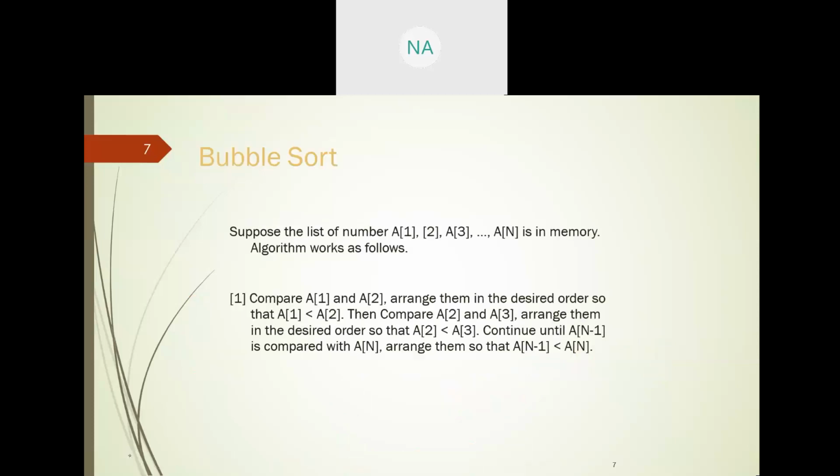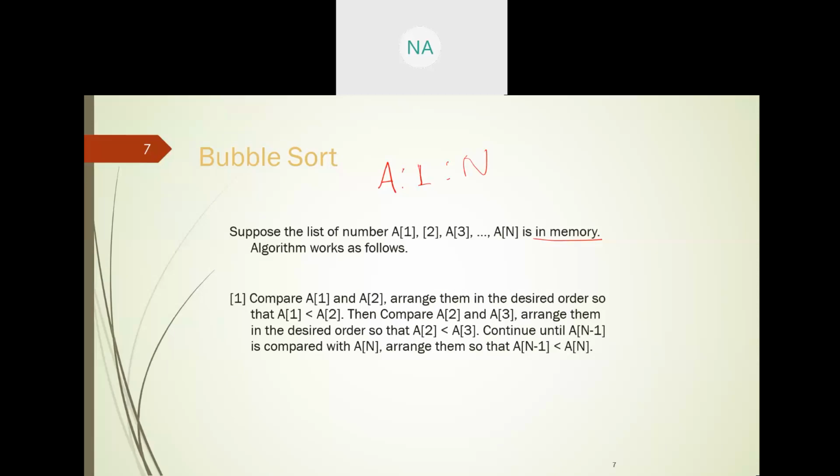Okay, now the bubble sort algorithm in more finer detail. Suppose you have an array A, and the indexes of the array start from 1 and go up to n. The size of the array is n. The entire array is in memory. It means that bubble sort is an internal sorting algorithm.